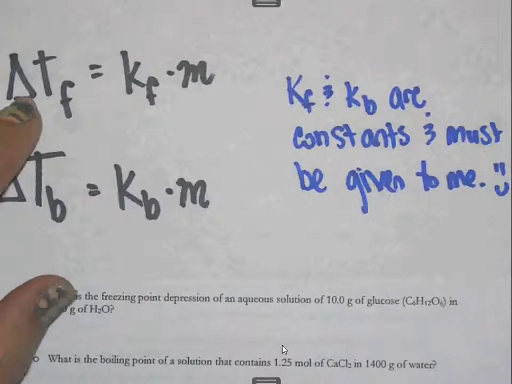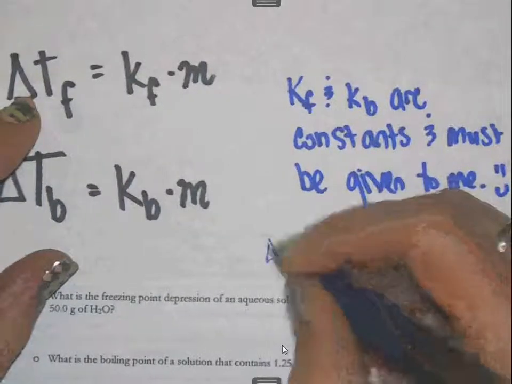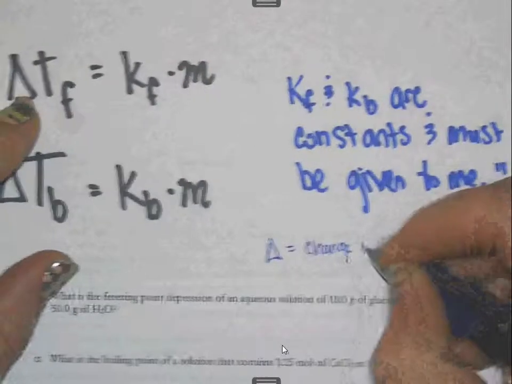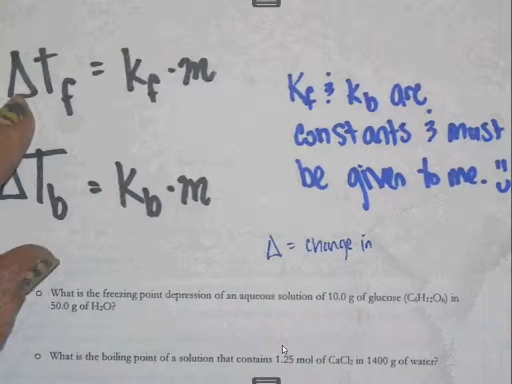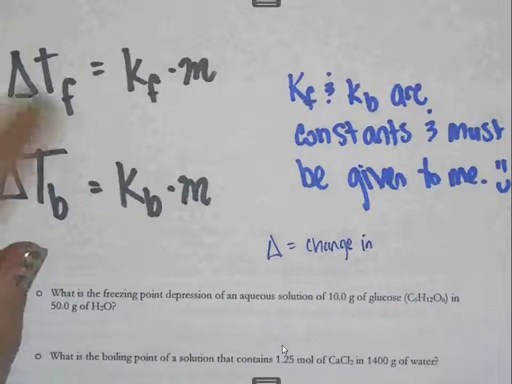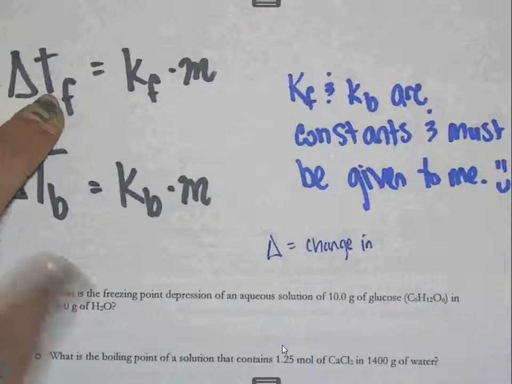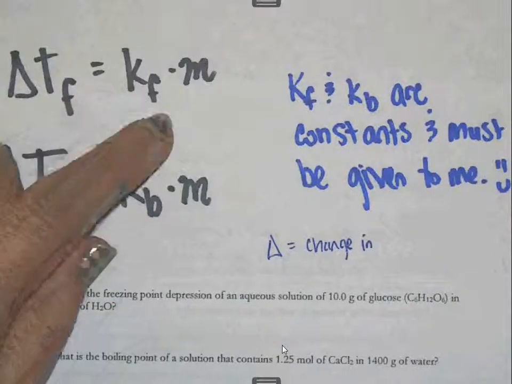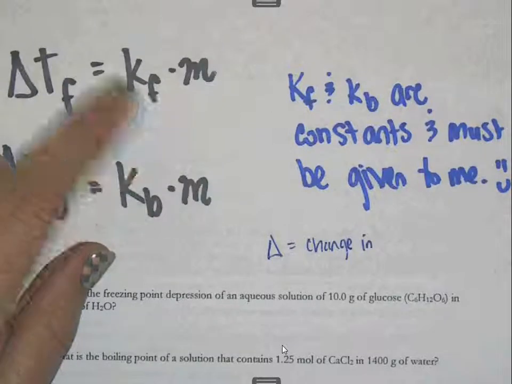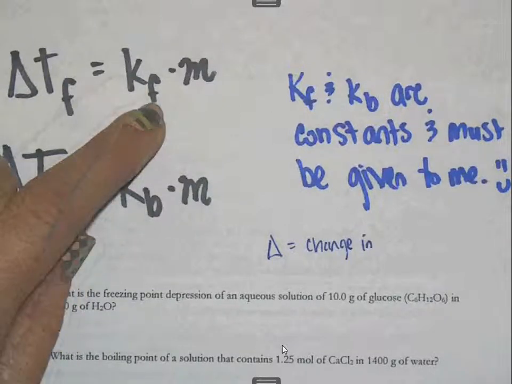This is a Greek symbol. I'll put it here on the bottom. Delta stands for change in. So that would read the change in temperature. The F means freezing. So the change in the freezing temperature is equal to the Kf. Well, K is a constant, and the F again is freezing. So this is really called the freezing point depression constant.